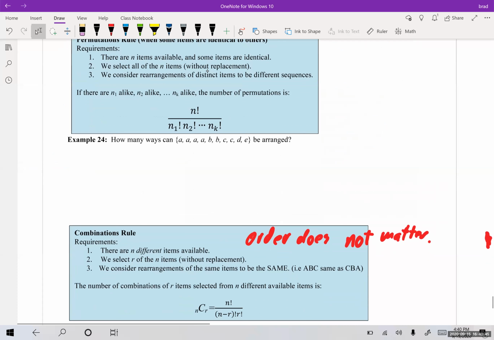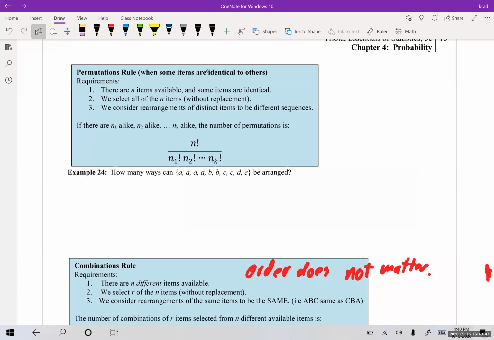So let's try this next one now. This next permutation rule is for when some of the items are identical to others. This happens when they talk about words like Mississippi, or words that repeat a lot of the letters, and they ask how many different ways you could rearrange the letters. So this is probably when you have to work with something like this. It says, how many ways can A, A, A, A, B, B, C, C, D, E be arranged?